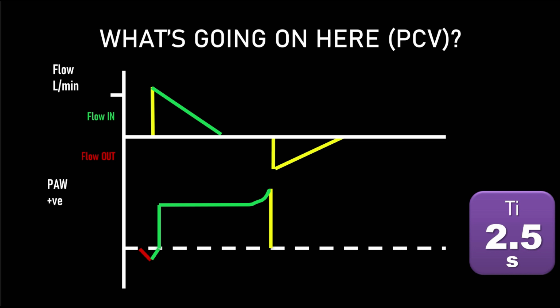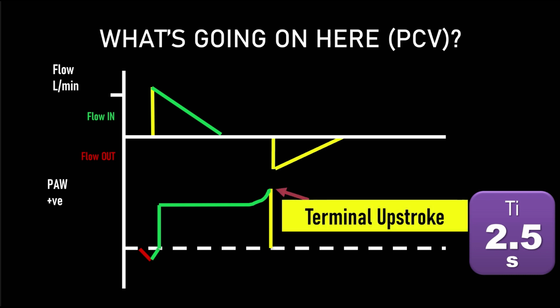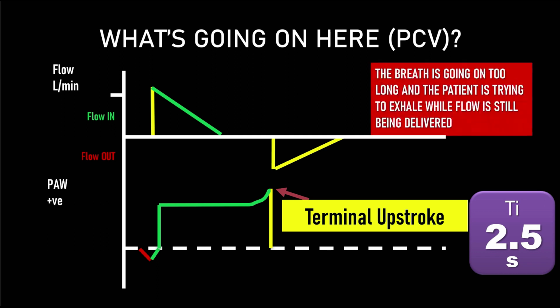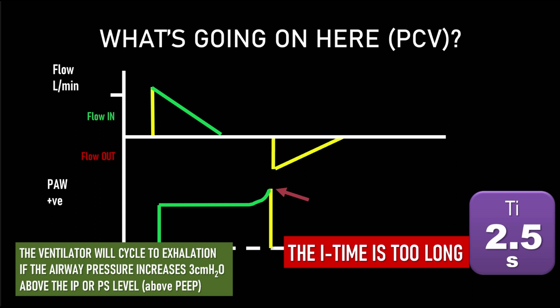What is normally a flat pressure waveform has a bump on the end of it known as a terminal upstroke. And this occurs when the breath is going on too long and the patient is trying to exhale while flow is still being delivered. You will notice that the inspiratory time here is 2.5 seconds. Most people inspire in 1 second, so this is a very long inspiratory time for this particular patient.